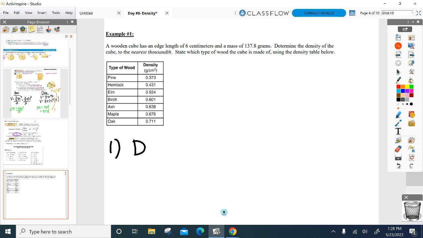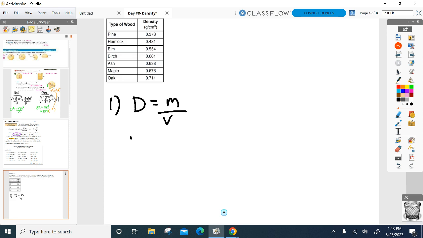So we just had the formula for you. Density equals mass over volume. And this is just kind of a straight plug and chug problem. Do you get the idea? The mass was just given to us. Get my notes out. 137.8. And be prepared for this. You're going to be on the hook to find the volume. That's why we're in this unit now.